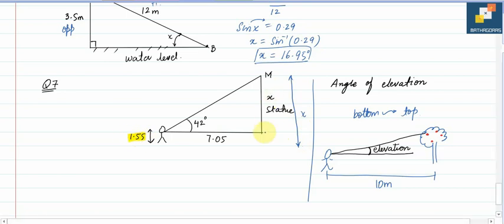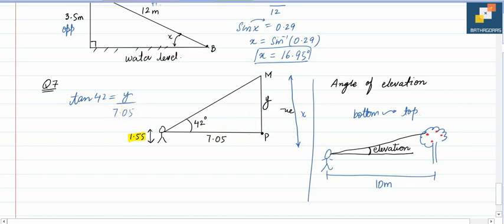So basically let's suppose if I say that this point here is P. So first I need to find the value of M to P. So let's say this value is Y. Now first find the value of M till P. You are going to apply tan here, right? So it's tan. Tan 42 is equals to opposite Y divided by adjacent 7.05.